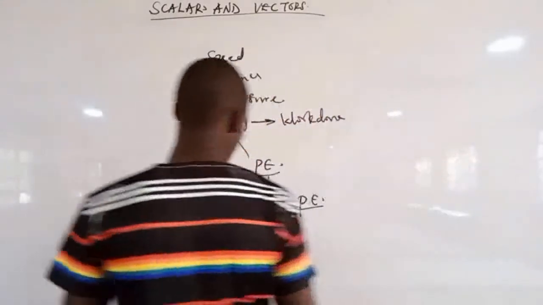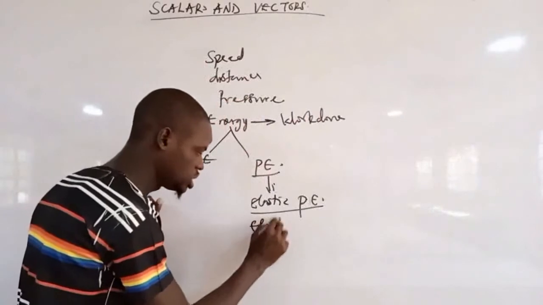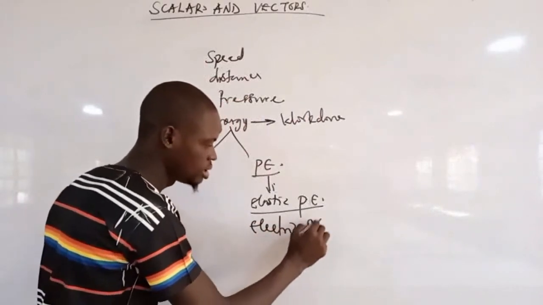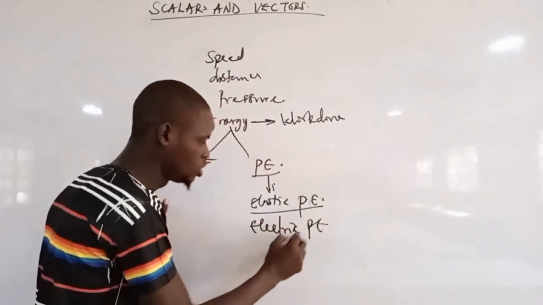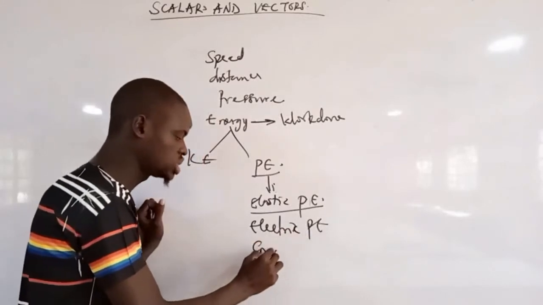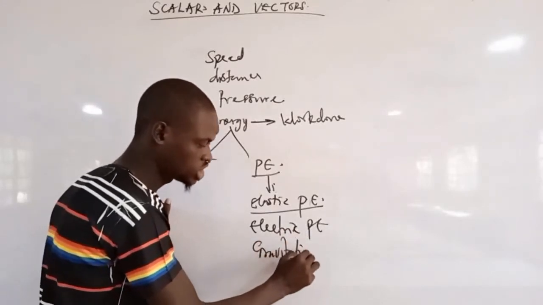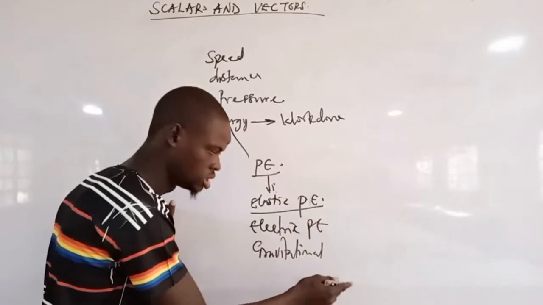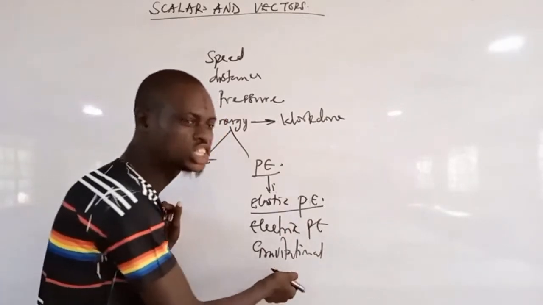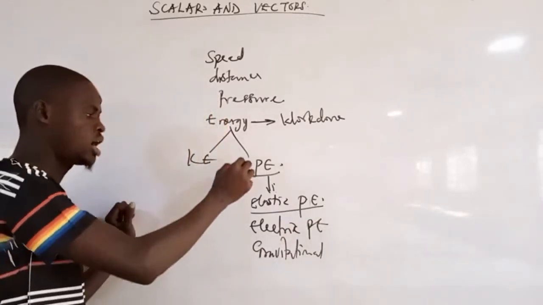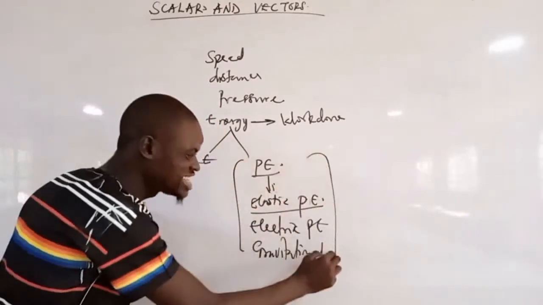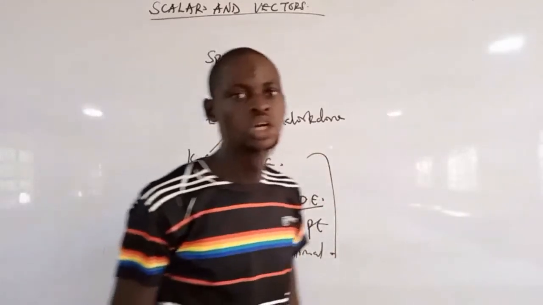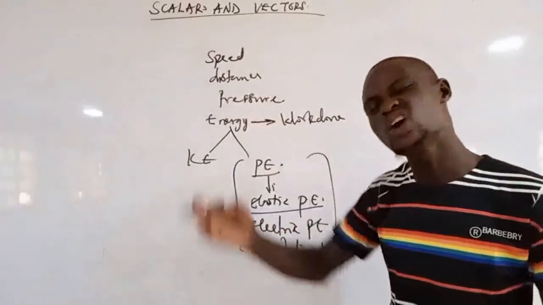We also have electric potential energy, and the gravitational potential energy. We also have the magnetic potential energy. You see, all these are kinds of potential energy. They are all known as families of energy.